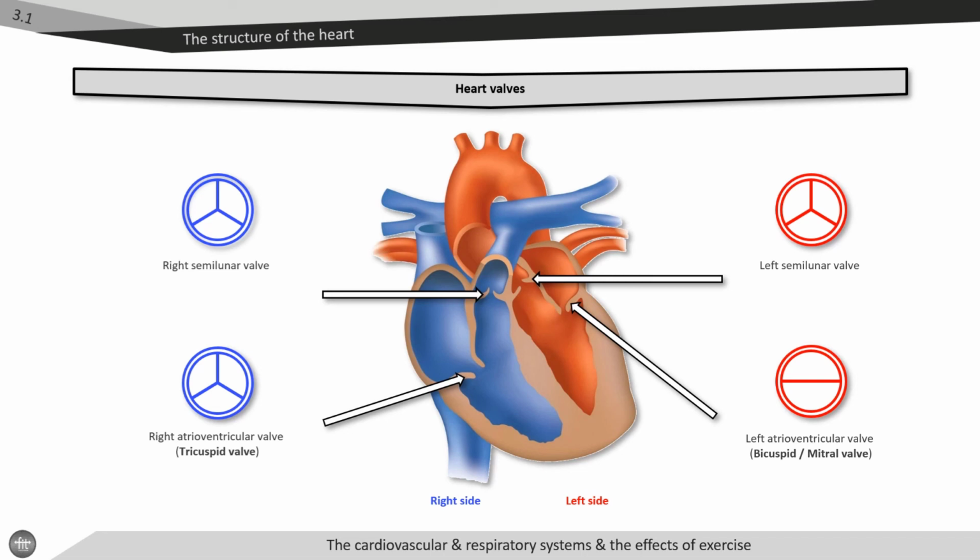The right semilunar valve is on the deoxygenated side of the heart and is sending blood to the lungs, therefore it's known as the pulmonary valve. The left semilunar valve is on the oxygenated side of the heart and is sending blood to the body, therefore this is known as the aortic valve.